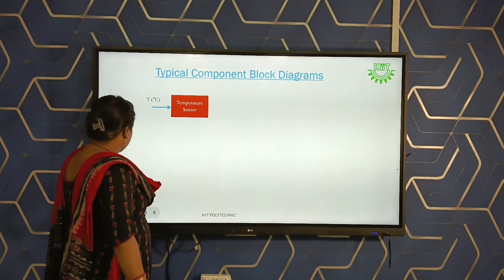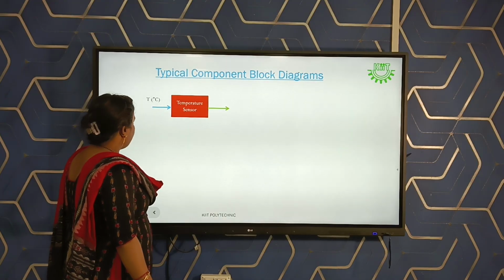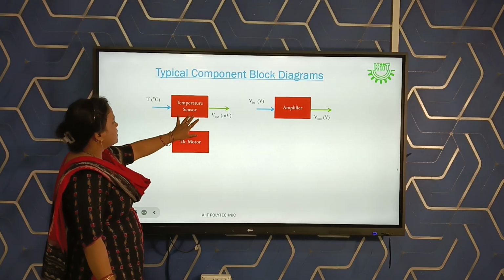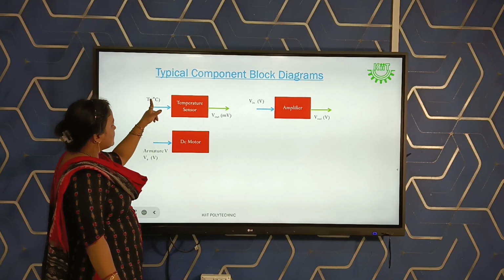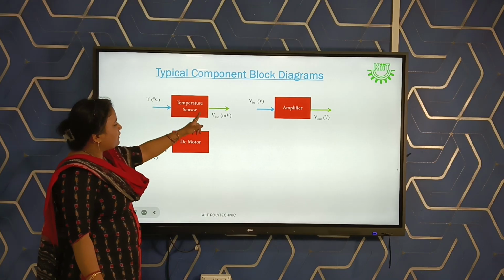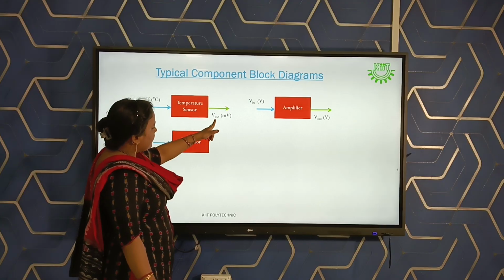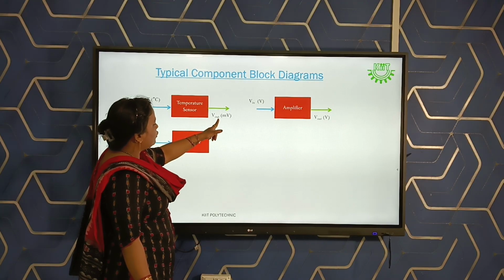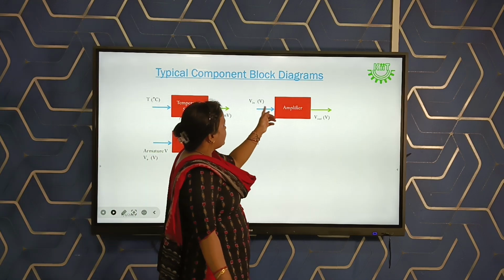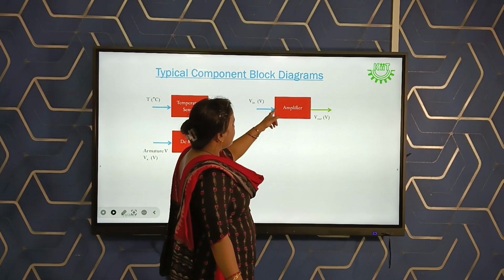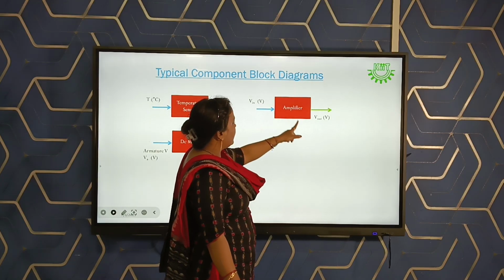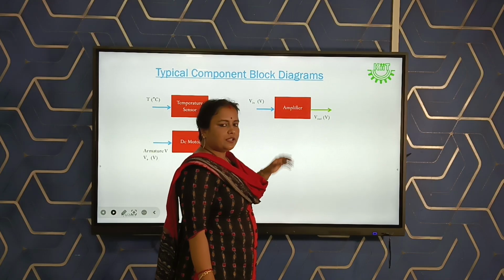Now we will take different types of typical components of block diagrams. Let's first take the temperature sensor. What is a temperature sensor? Input will be our temperature, in degrees Celsius. Our ultimate aim is to get our output, which is V output, in millivolts. Again, another system we are taking is our amplifier. Amplifier means it will amplify the voltage. So we are taking V in, in volts, and we are getting our V output, also in volts.